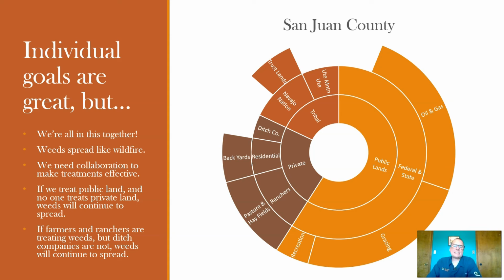But most importantly, it's not just about treating your own individual weeds or your own individual goals. We're all in this together. We're all trying to manage these weeds, and the more we can work together, the more effective it'll be. If only public landowners treat for weeds, but private landowners don't, the weeds will continue to spread. So this is a list of here in San Juan County of just some of the groups and organizations that all work together to try to manage invasive weeds.